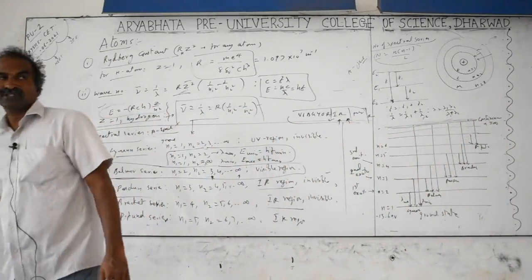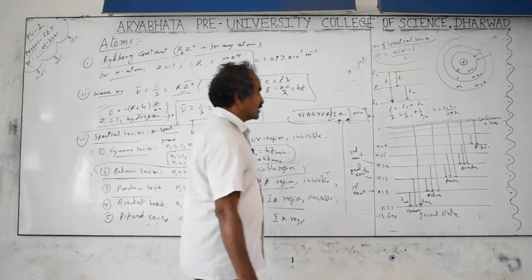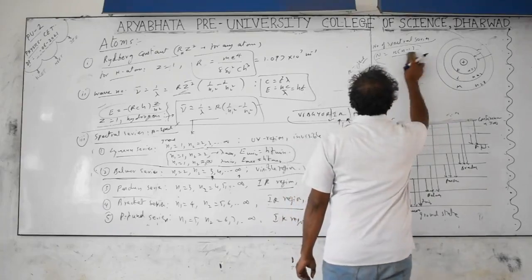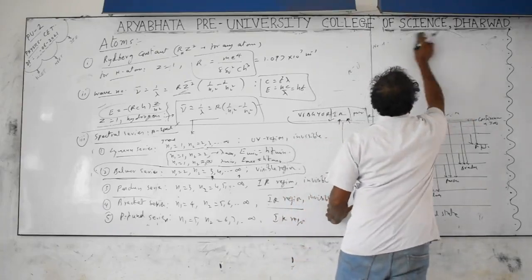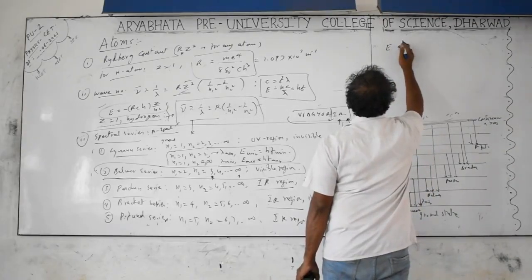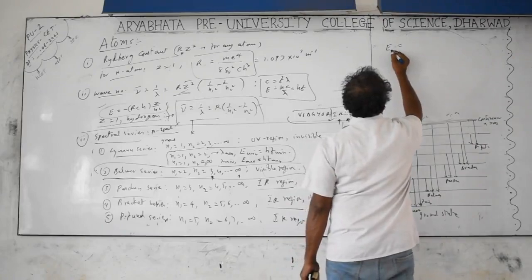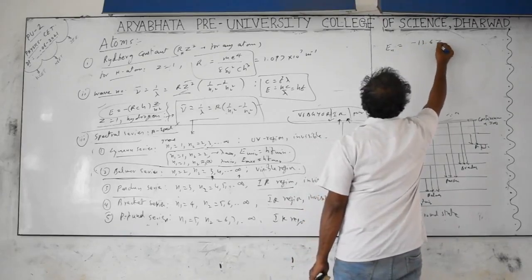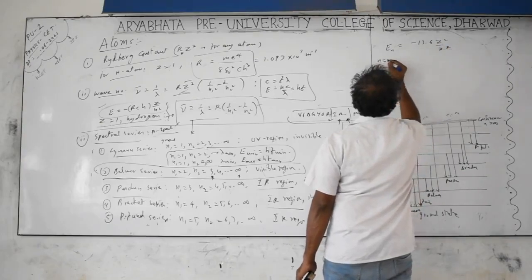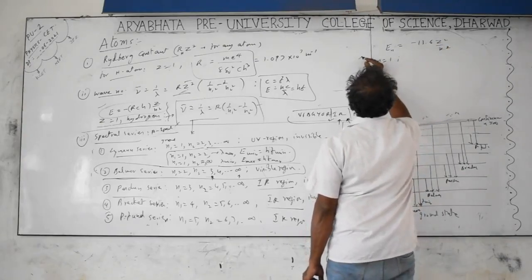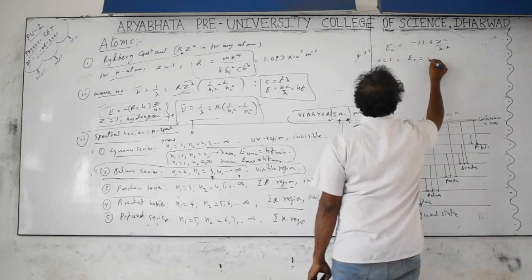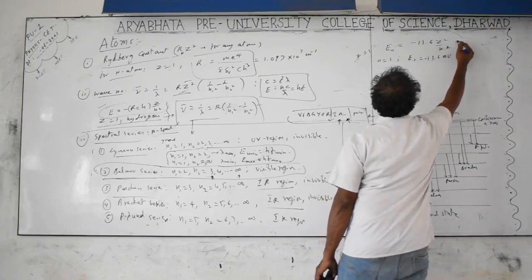The energy is called the ionization energy, and the corresponding potential is called the ionization potential. For excitation and ionization energies, we calculate from the basic formula of energy: the energy level of the nth orbit is equal to minus 13.6 into Z square by n square. If you take n equal to 1, that is the ground state. I am taking the hydrogen atom, so Z is equal to 1. So E1, the ground state, is minus 13.6 electron volts.